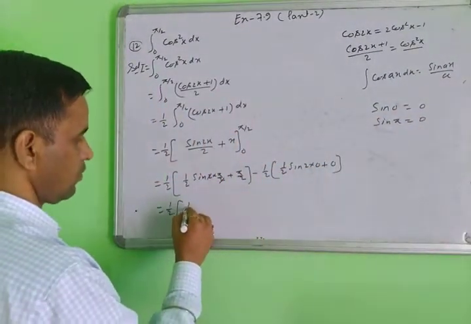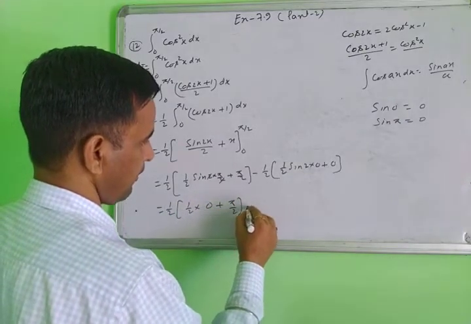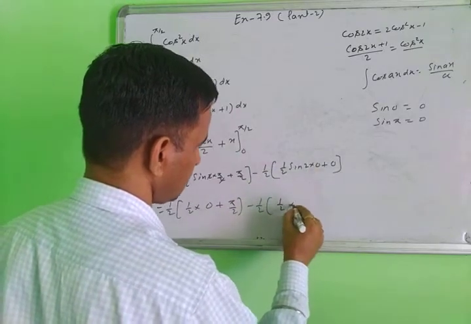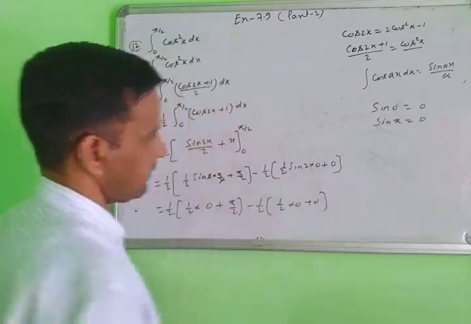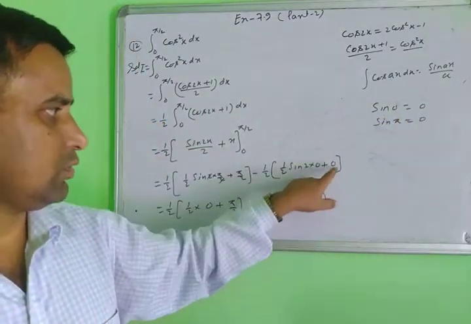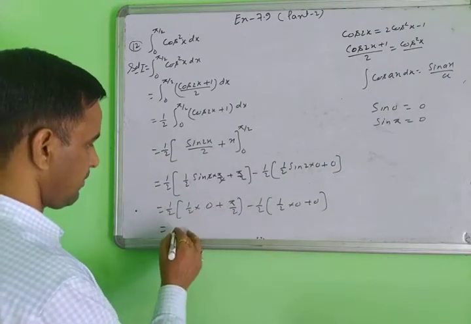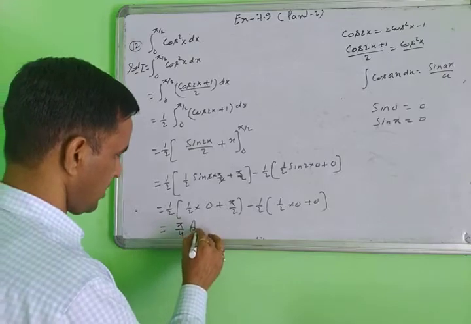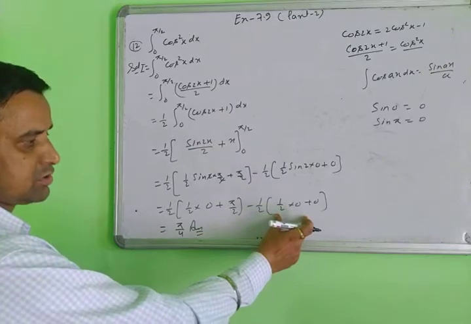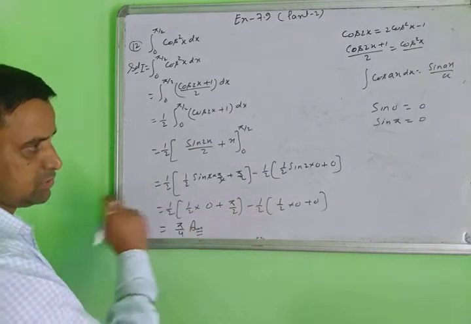So we have 1 by 2 into 0 plus pi by 2, minus 1 by 2 times sin 0 into 0 and 0. The value of sin 0 is 0, and this is already 0 here. So what is left is 1 by 2 times pi by 2, which is pi by 4. This is your final answer, pi by 4. The other portions are 0, and only this portion remains, multiplying to pi by 4.